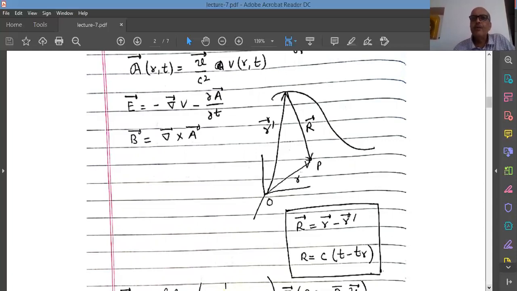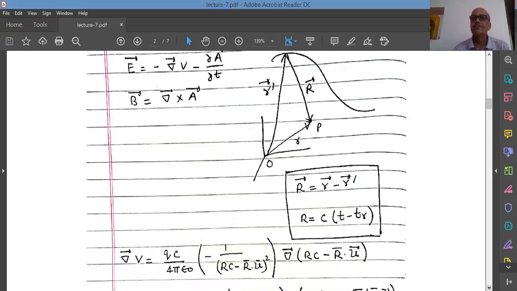Similarly, t_R is the retarded time, that means R by c earlier than the time of observation. So t_R is t minus R over c. If you rearrange the terms, we can write R to be equal to c into (t minus t_R). Be careful that here the value of t_R is changing while the value of t is constant, because observation is made by the observer at the field point at a constant time, and the point P is fixed in space also. So its coordinates are also fixed.